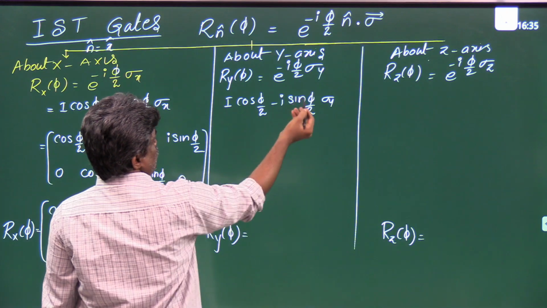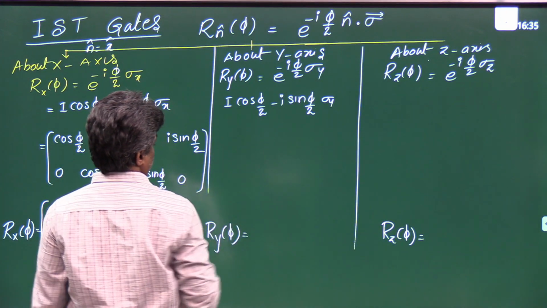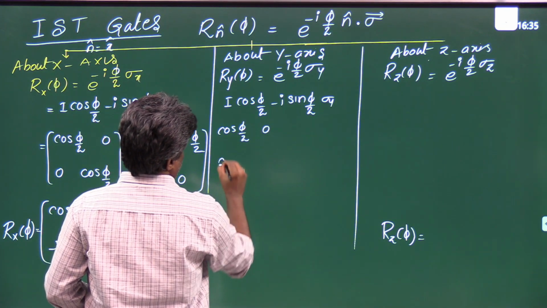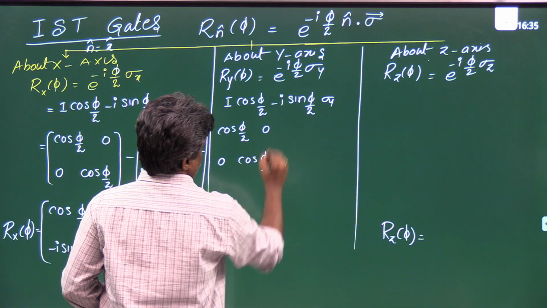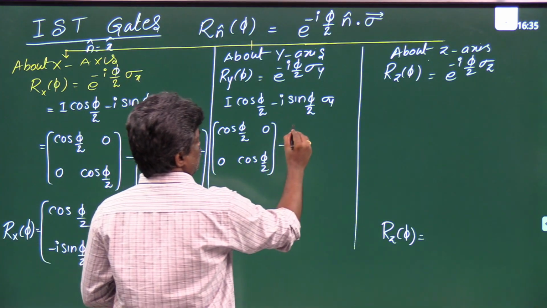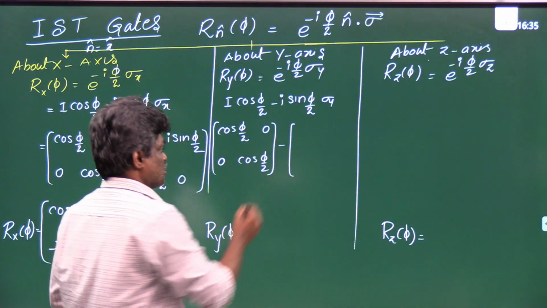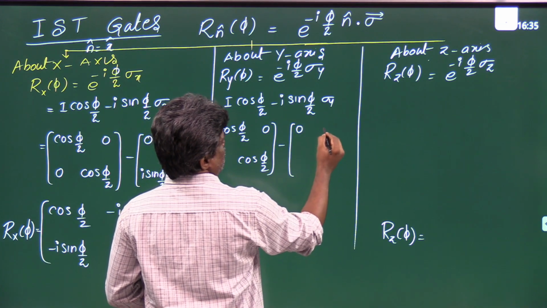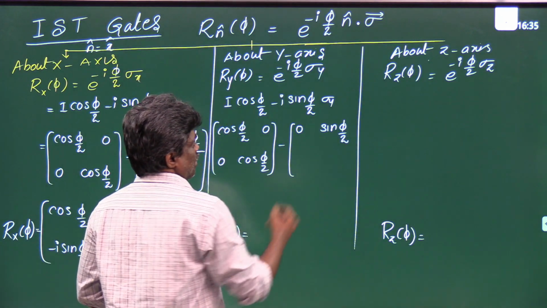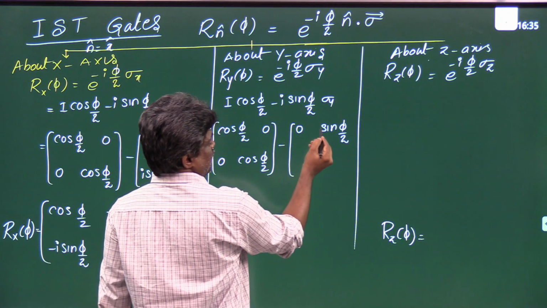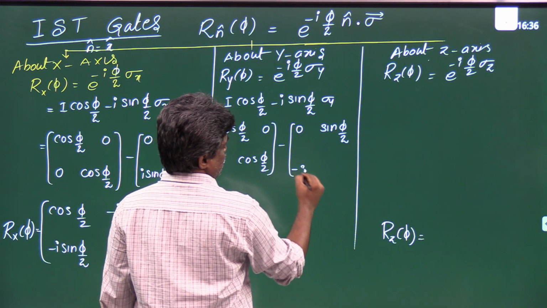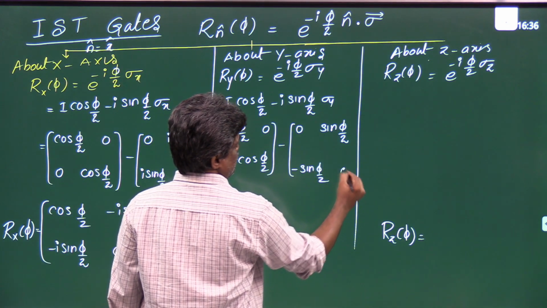So this is just substitute sigma y here and tell me what you are getting. This is cos phi by 2, 0, 0, cos phi by 2, and this is a minus. Here we have i sin phi by 2, multiplied with the sigma y. That's why this is a 0. Here minus i is there. Here we will get sin phi by 2. And here iota is there, and here minus iota. So here iota is there. So what you will get here, minus sin phi by 2, and this is a 0.